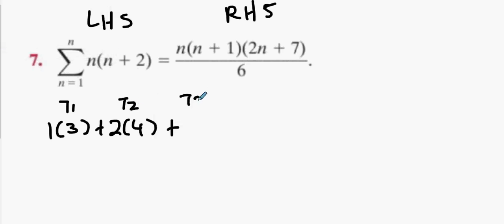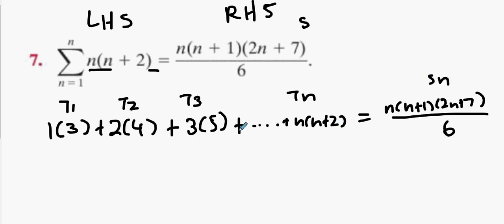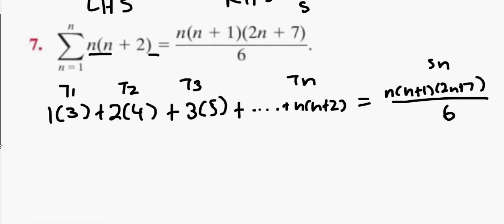t3 will be, replace n with 3 in here. See, this formula gives you the tn formula, right? And you can find any term you want just by subbing in for n. So that'd be 3 times 5, and basically plus tn equals plus n times n plus 2. Now what does that equal? Well, the right hand side is the Sn formula, and this is n times n plus 1, 2n plus 7, all over 6. So we've rewritten the question in parameters we can understand, and off we go.